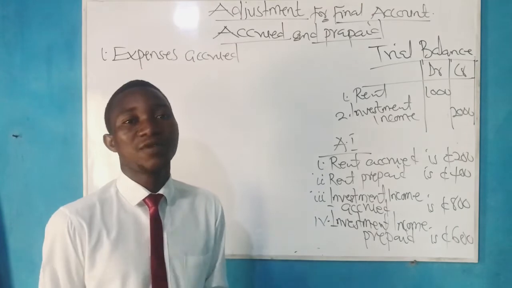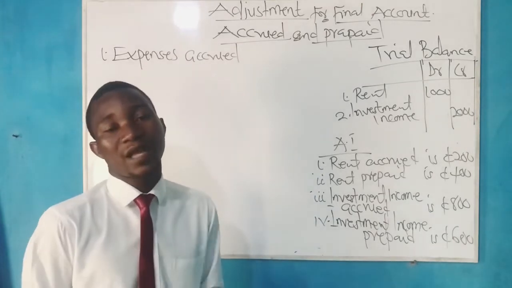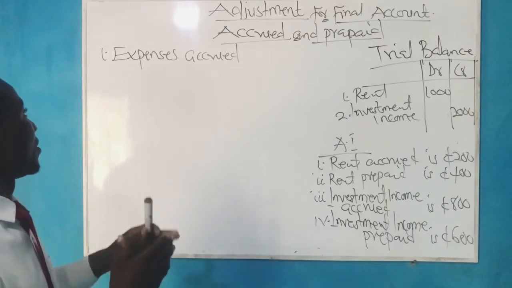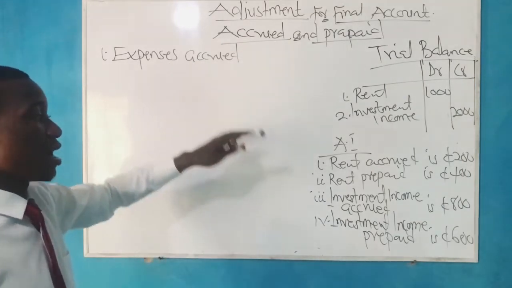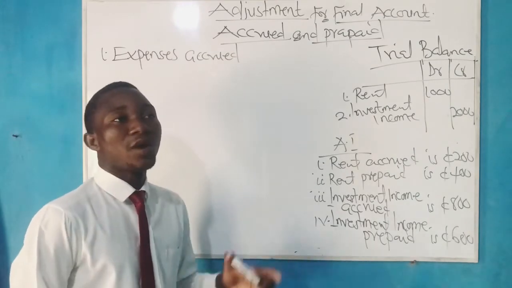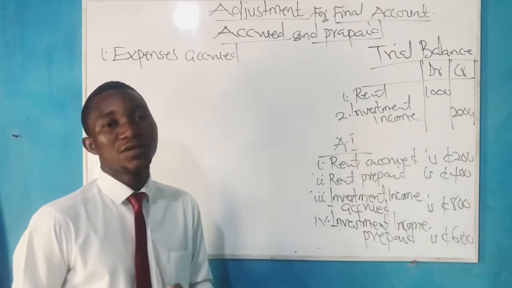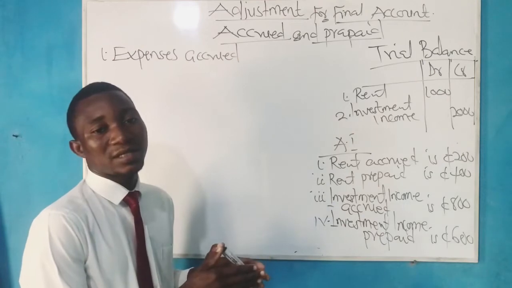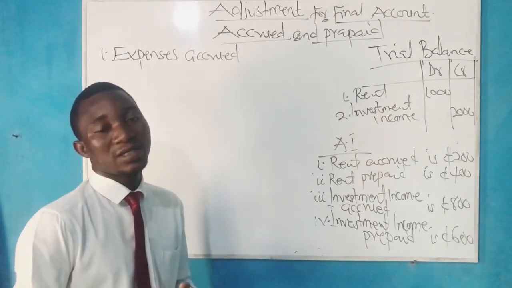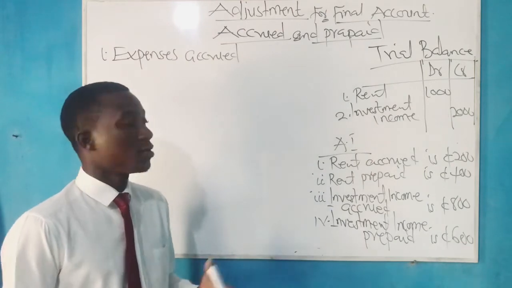So at the close of the period, there will be expenses accrued of 900 cedis. Is that okay? Okay. So anytime there is an expense accrued, as you can see in the rent accrued, the treatment is that we are going to add the expenses accrued to the expenses in the income statement, and we also add it to our current liability. Okay. So that is the treatment.